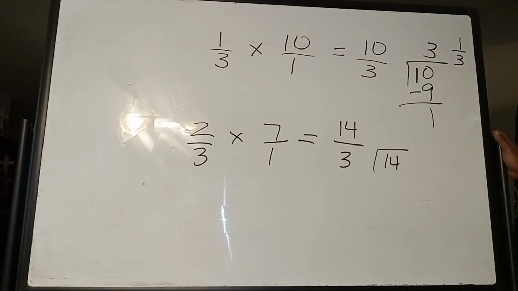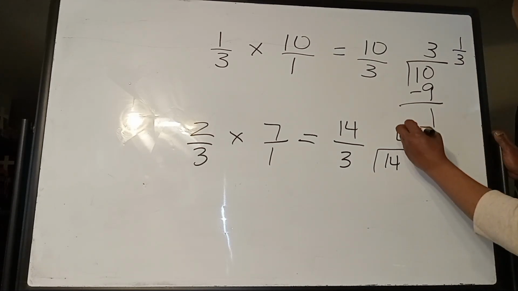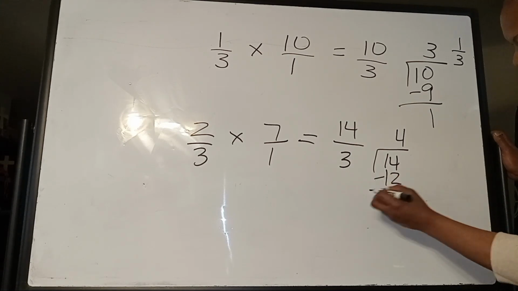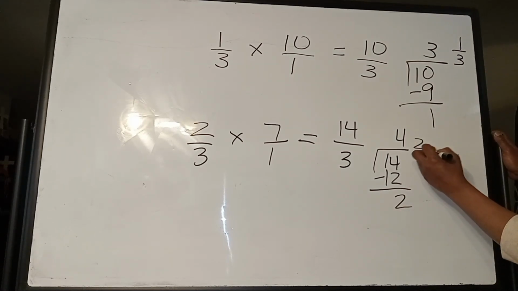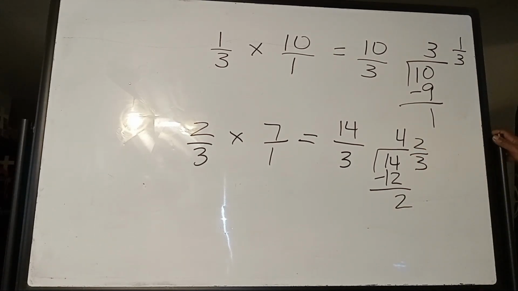How many groups does it take to get to 14? 3 times 4. So we get 12. And how many's left? 2 groups. So it's 4 and 2/3. So the question asks us, who used more?